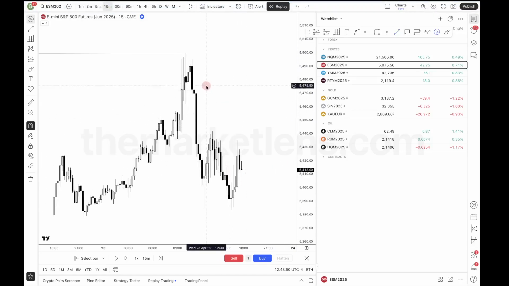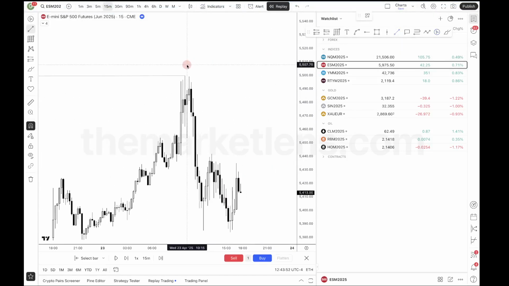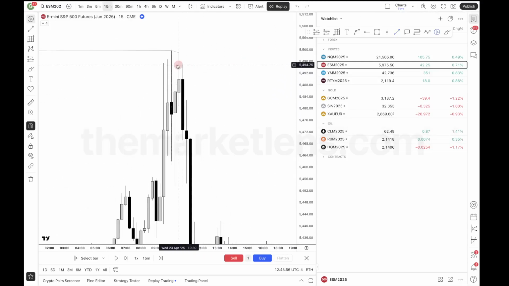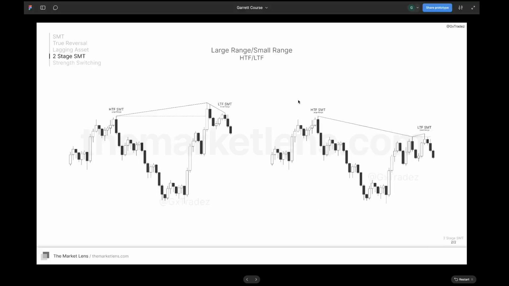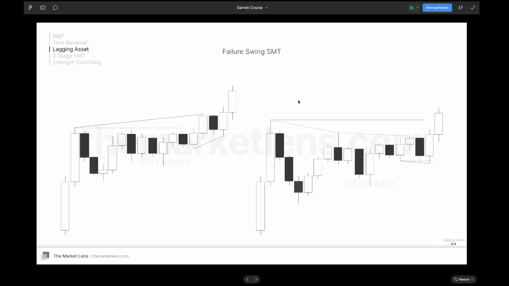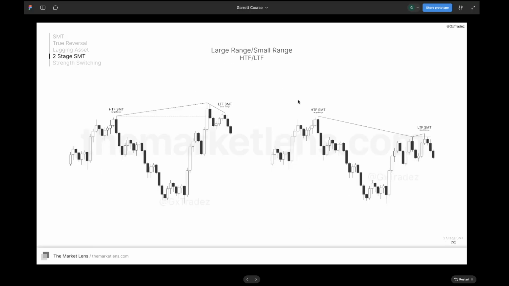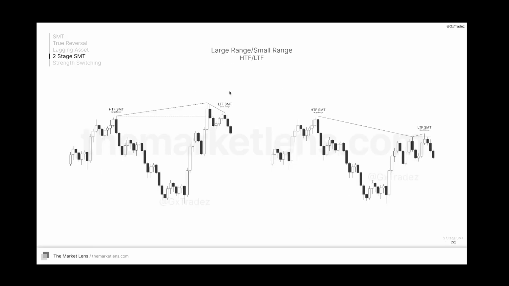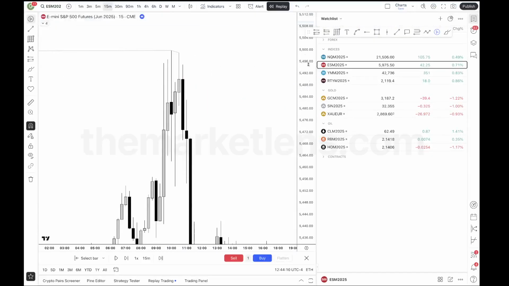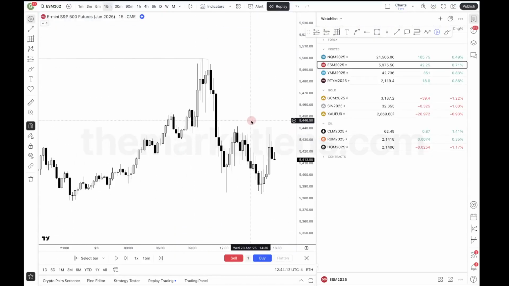So here's your first stage SMT. Here's your small range SMT. So you see, it's that two-stage SMT. It looks like this, right? This exactly. Large range SMT, small range SMT. Now there's some extra confirmation, but we haven't gone over that.